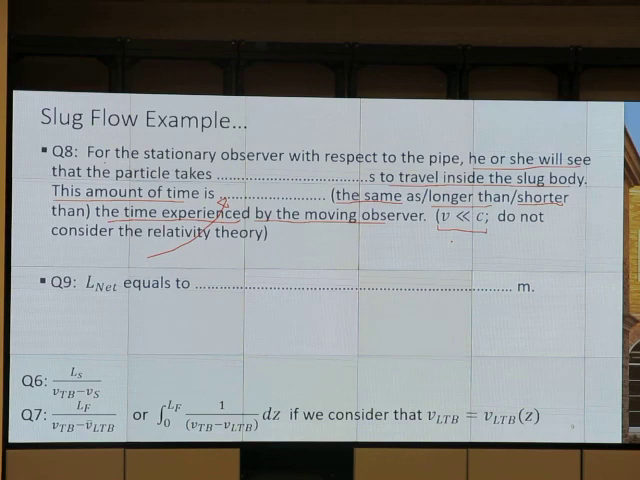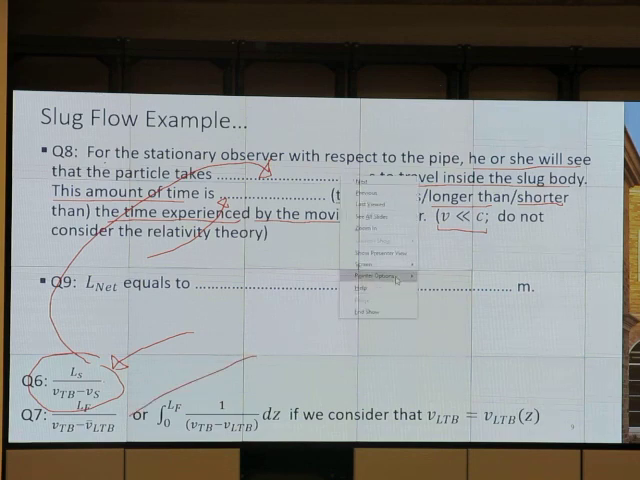travel backward, right? For the particle to travel. But we use the advantage that they see the same thing. So we use the time experienced by the moving observer, which is that. So we just put that over there, right? So this is the time that it travels through the slug body, and that is the time that it travels through the film.